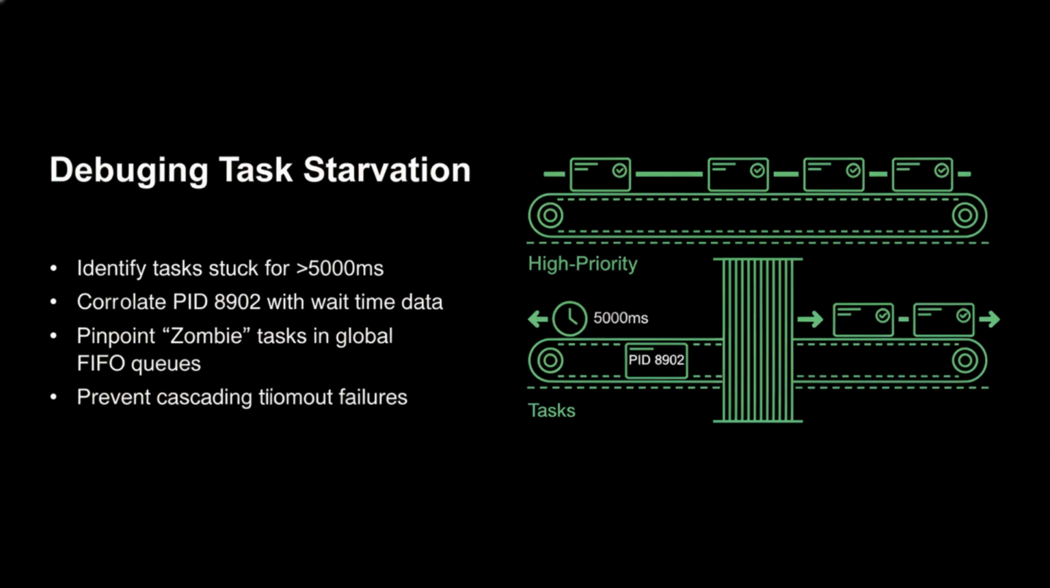In a global scale architecture, identifying these zombie tasks early is the difference between a smooth user experience and a cascading timeout failure across your microservices.